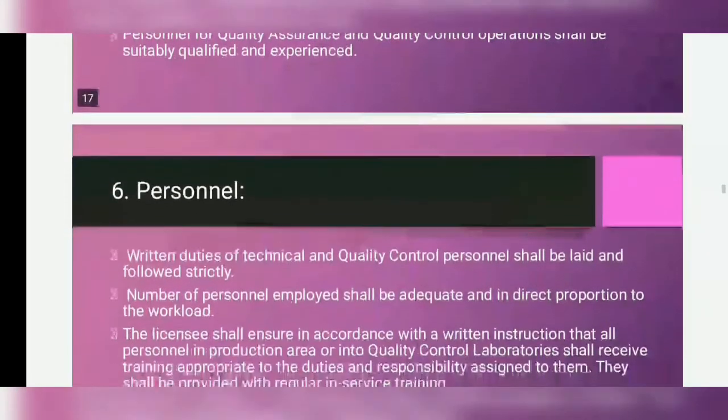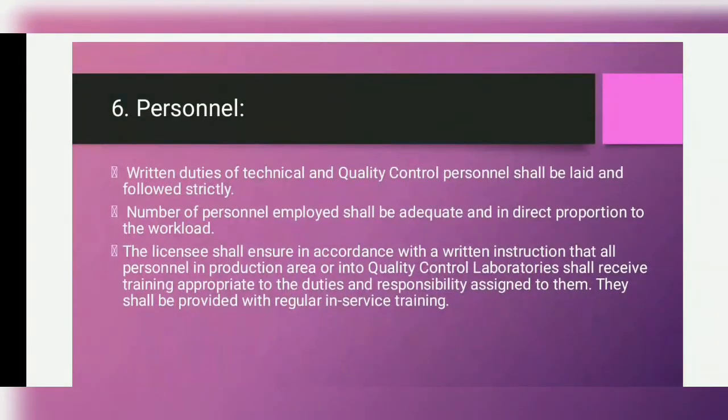Now see some other requirements of personnel. That is, written duties of technical and quality control personnel shall be laid down and followed strictly. All the duties of technical and quality control staff must be in writing and it should be followed strictly. The number of personnel employed must be adequate and it should be in direct proportion to the workload.